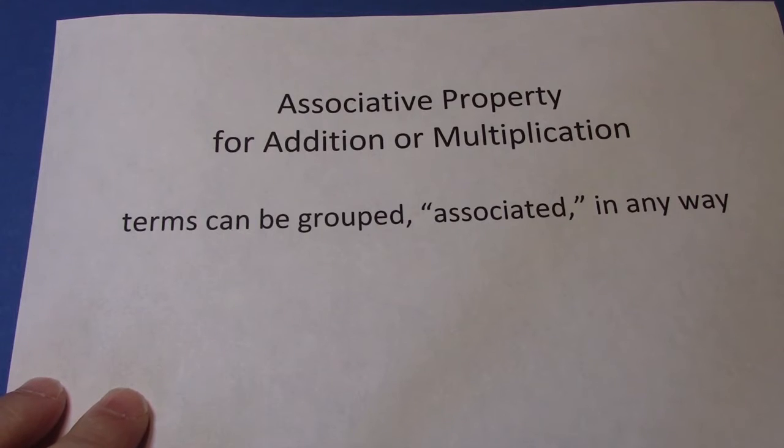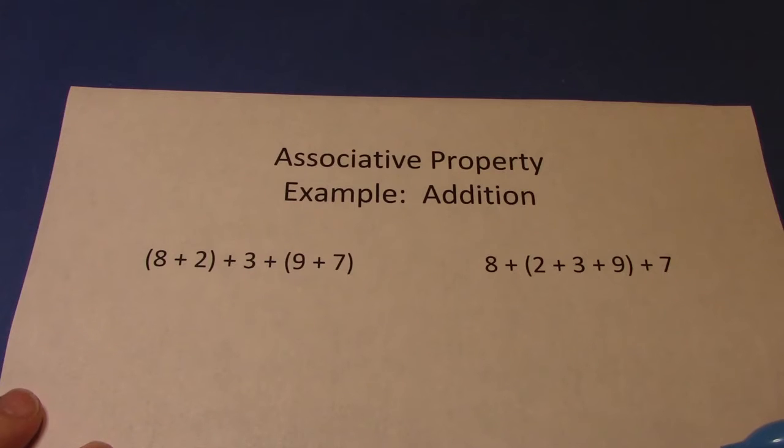The associative property works for addition and multiplication, and it means that the terms can be grouped or associated in any way. It only works for addition or for multiplication. It doesn't work for a combination of addition and multiplication together, and it doesn't work for subtraction or division at all. Here's an example of the associative property with addition.